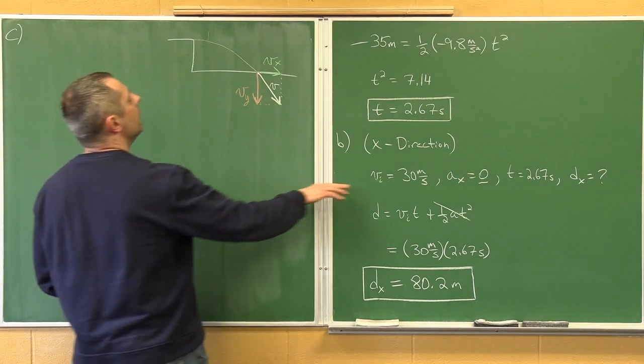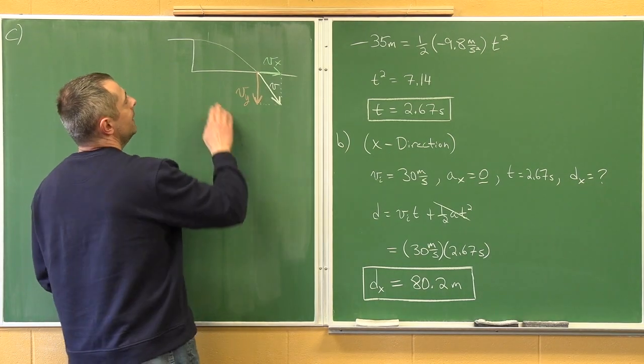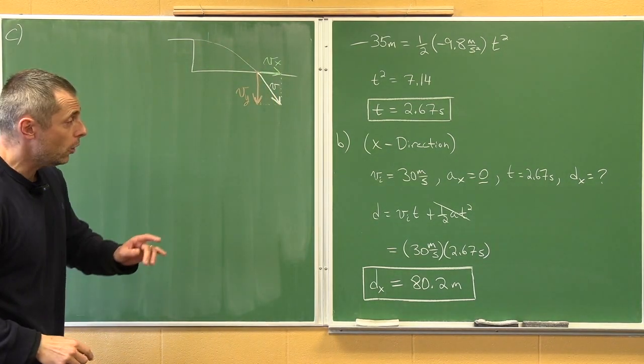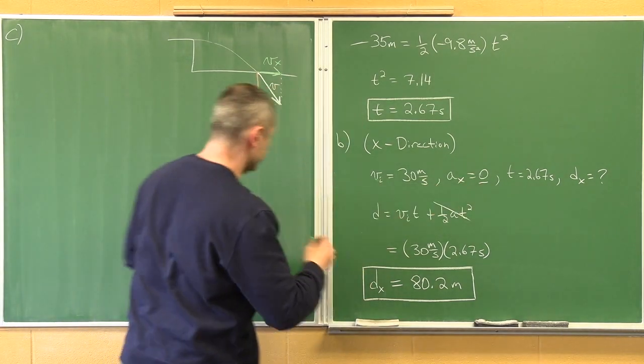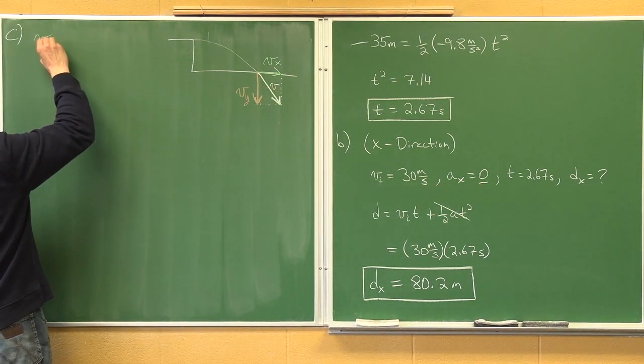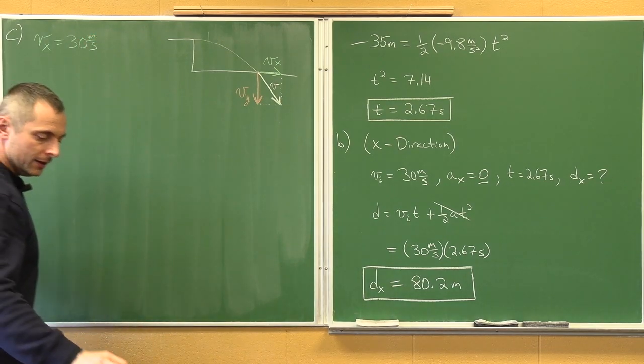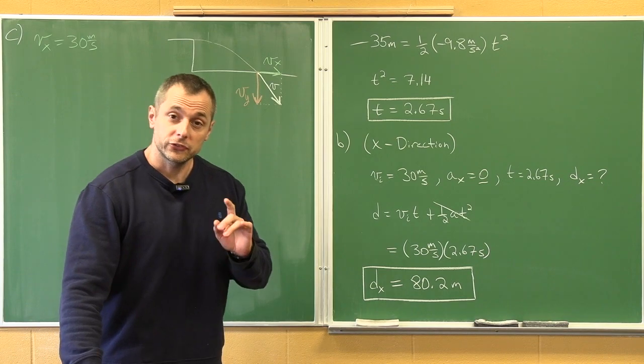If the thing went off the cliff at 30, it's 30, 30, 30, 30 the entire time sideways because there's no acceleration in the y direction. So right away, I have one of them. Vx equals 30 meters per second. But the y part, it's accelerating.